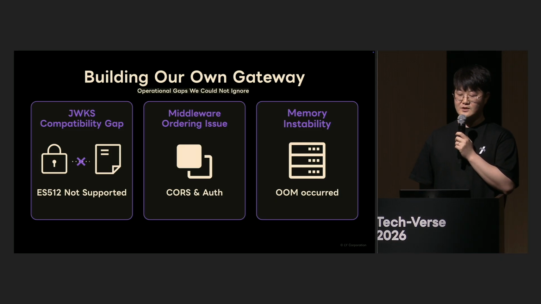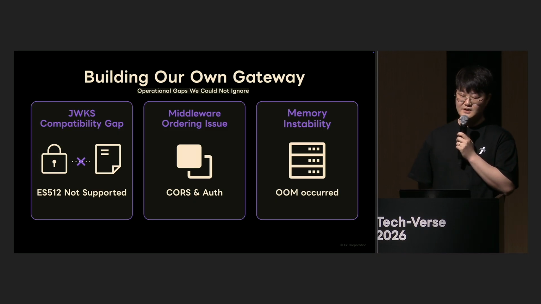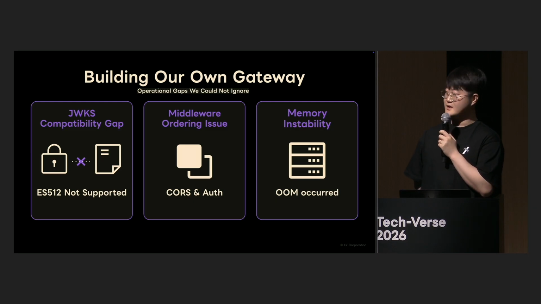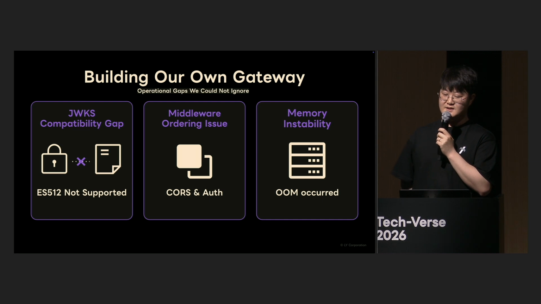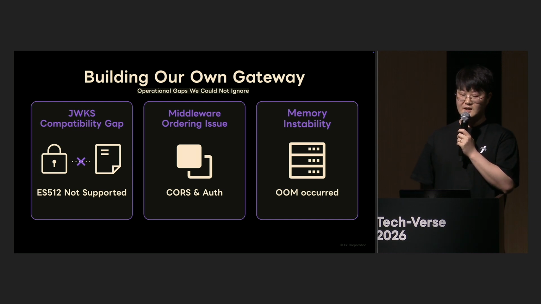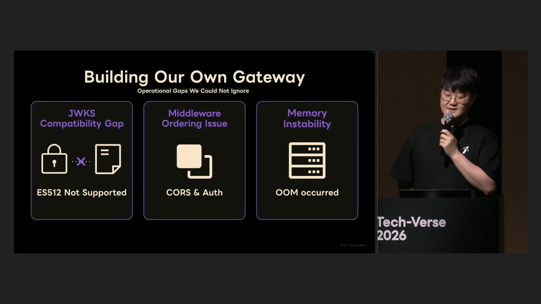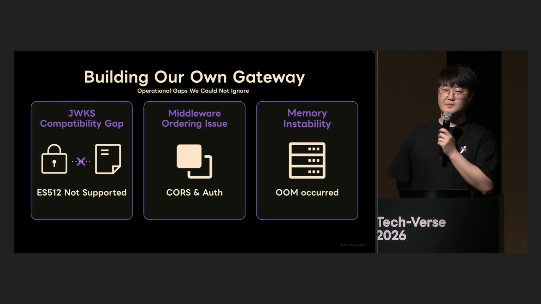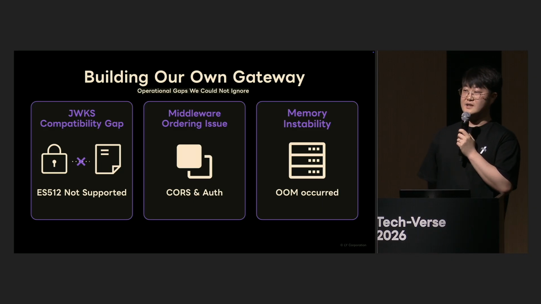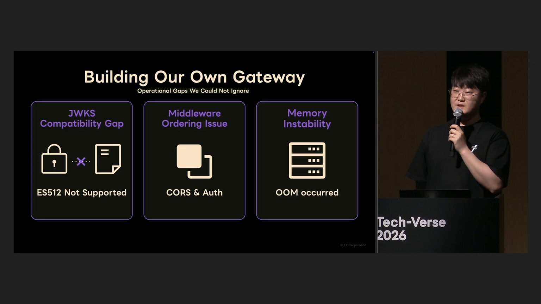In this process, I will introduce a few issues where it was difficult to use the open source software as is. The first was a JWS compatibility issue. Within the JWKS provided by the in-house authentication system, it contained a key that uses the ES512 algorithm, but the framework we were using at the time could not parse this value. Even if we don't use the key for actual verification, it failed during the JWKS loading stage. There was an issue where the gateway was not operating.